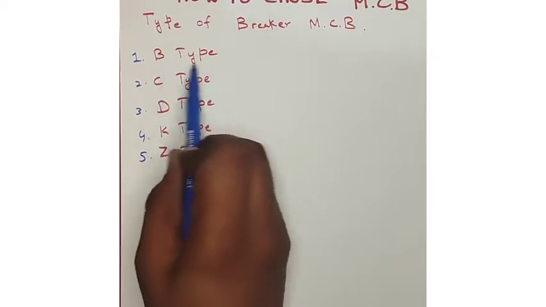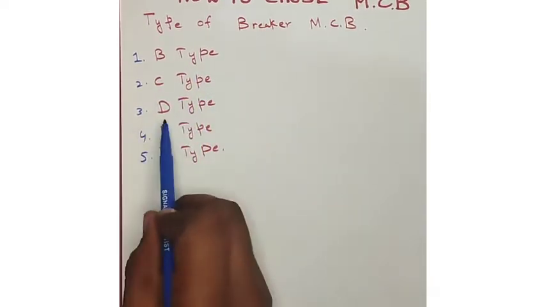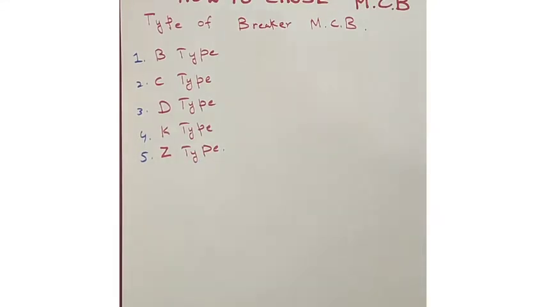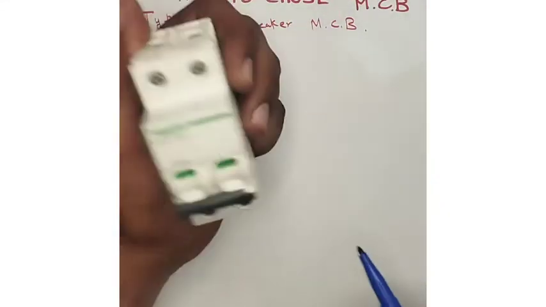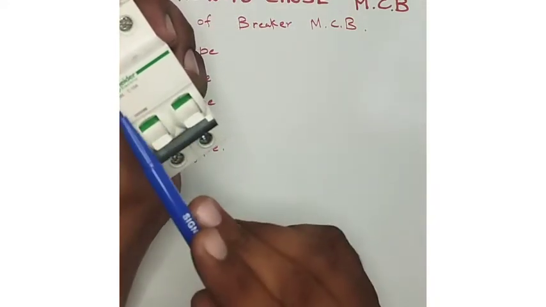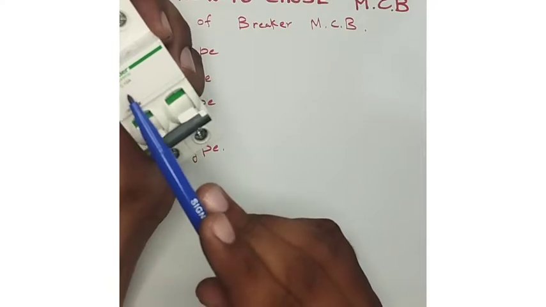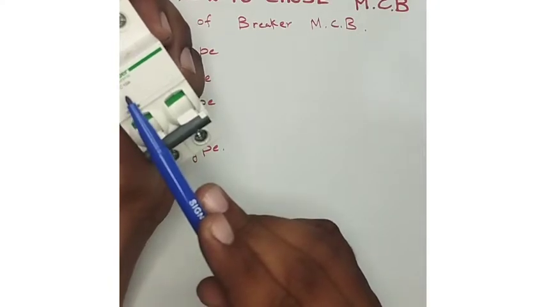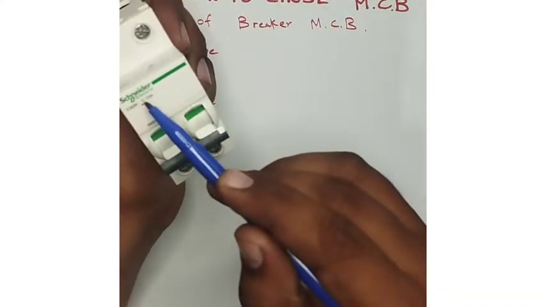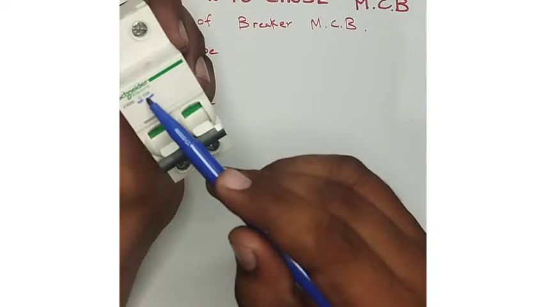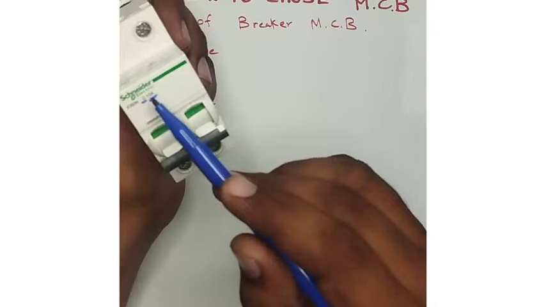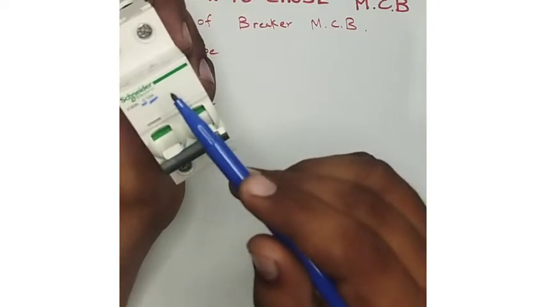What is the function of B type MCB, C type MCB, D type MCB, K type MCB and Z type MCB. So first, take one circuit breaker. You can see on the top of the breaker is the brand, and downside is the model, and here you can see clearly C10A. So friends, C is the class of the breaker, and 10A is the rating of this breaker.